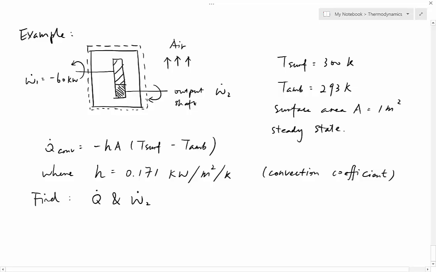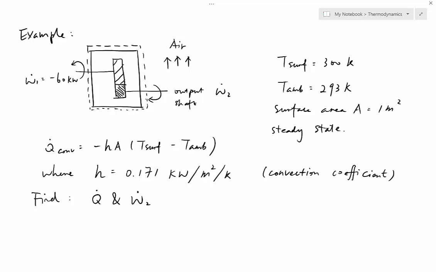Remember, if W is positive, that means the system generates work. If the W is negative, that means the system consumes work. Now, because W dot 1 goes into my system, my system consumes W dot 1. So that's why W dot 1 is equal to negative 60 kilowatts.